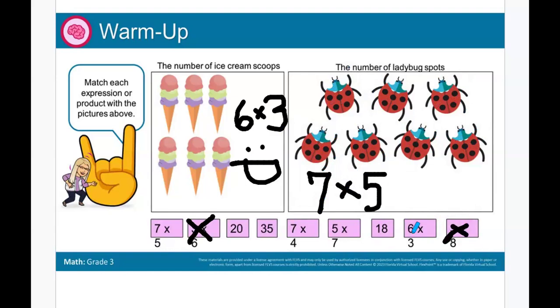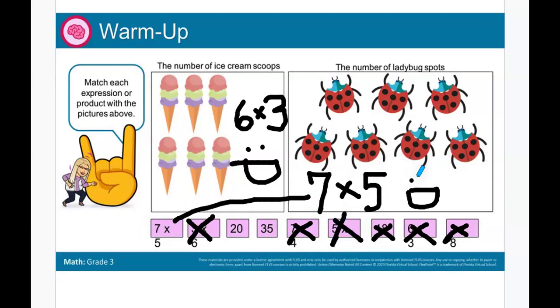Okay, well, it's not this one. We already used 6 groups of 3. It's not 18. 5 groups of the number 7? Nope, that does not match. 7 groups of the number 4? Nope. Nope. Oh, here we go. 7 groups of the number 5. Yeah, baby. So I know 7 groups of 5 matches my multiplication equation.